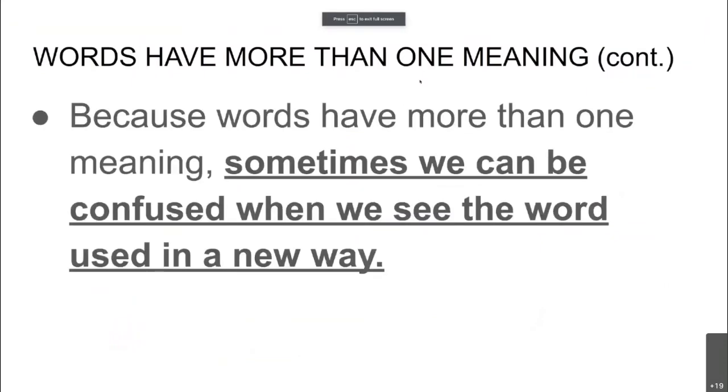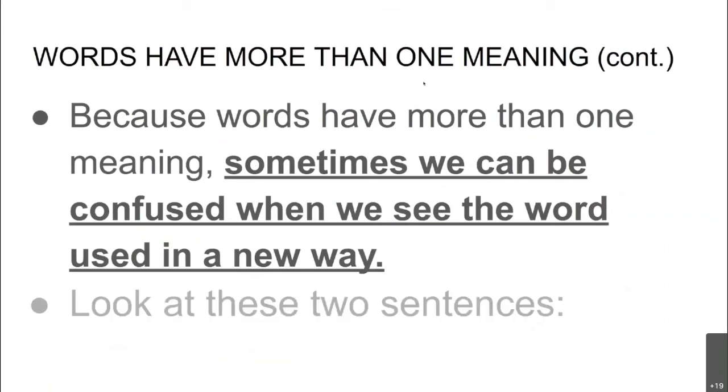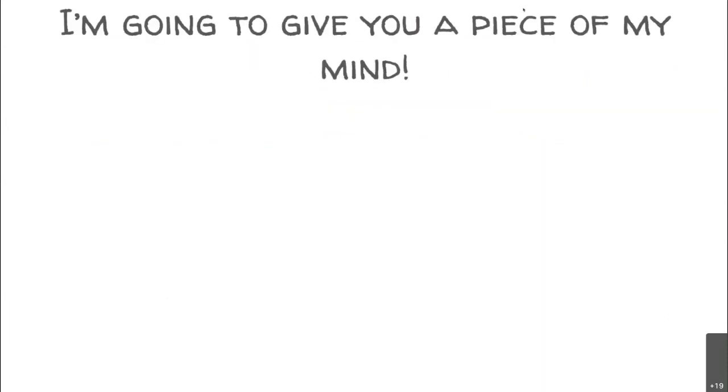So here's one of the problems when we think about how words go together. Because words have more than one meaning, sometimes we can be confused when we see the word used in a new way. All right? Now, I'm going to show you two examples. Look at these two sentences, okay? You may not know the meanings of these sentences. So here's the first sentence. The first sentence says, I'm going to give you a piece of my mind.